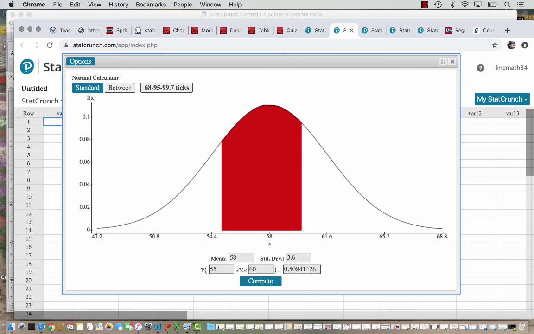As you can see, we can use the StatCrunch normal calculator to find both the x values and the areas or probabilities. So go ahead and use this tool in completing your lab assignment.